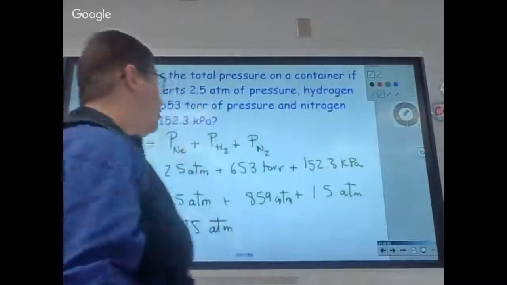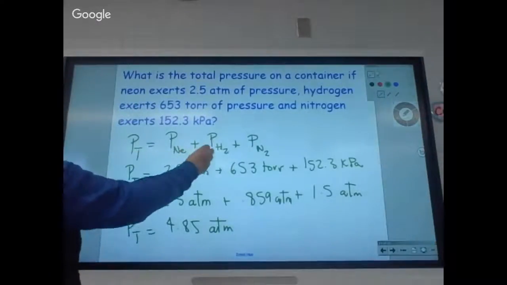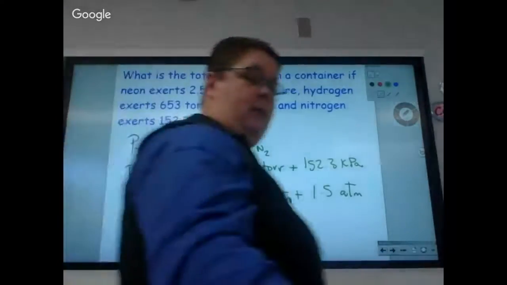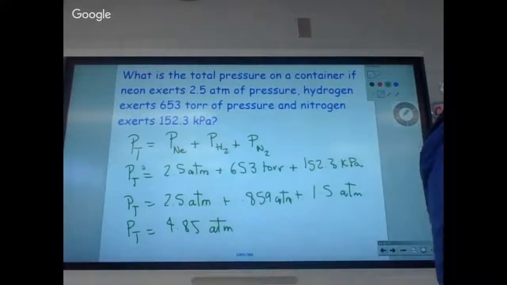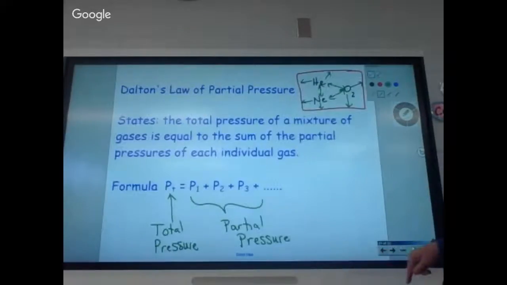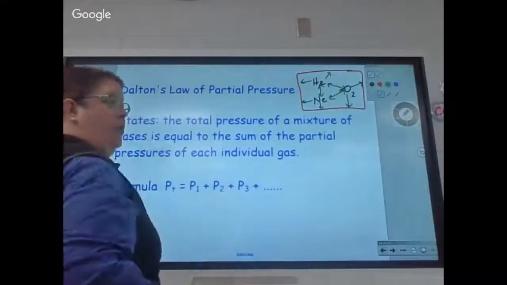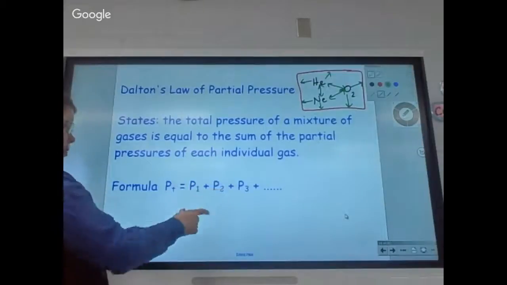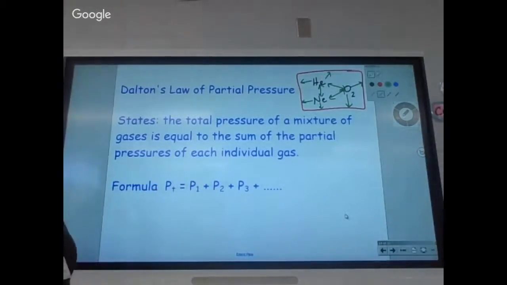Now, if you had to find a partial pressure and they gave you a total pressure, would everybody be okay with adding and then subtracting to get the partial pressure? Okay. You sure? I think so. So if you were solving for P3, you'd add P1 and P2 together and subtract it from the total to find the P3.